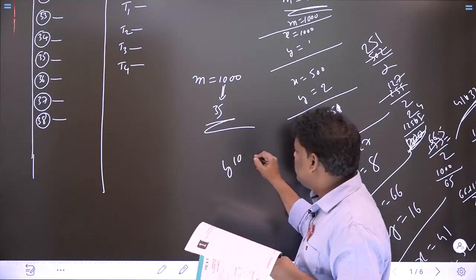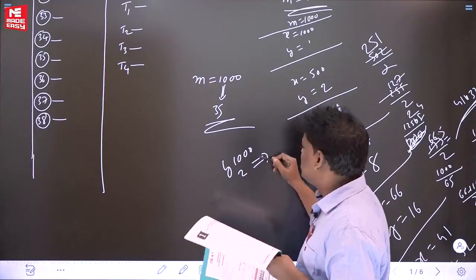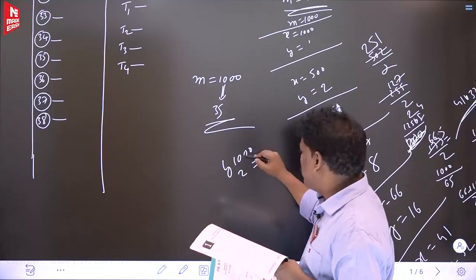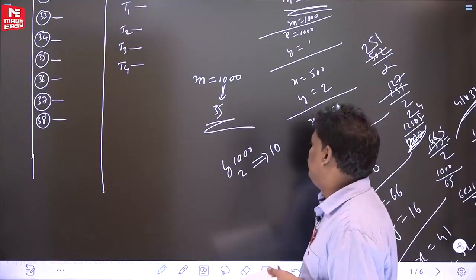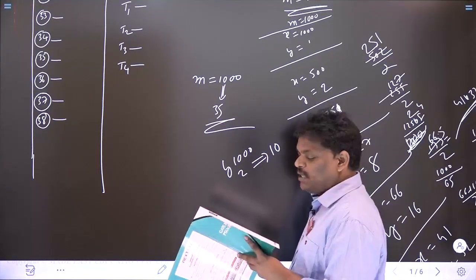What is log 1000? What is log 1000 base 2? 1000 can be written as approximately 2 power 10, so 10 will come. If you take a bigger base, it will become less only. So option A cannot be the answer.